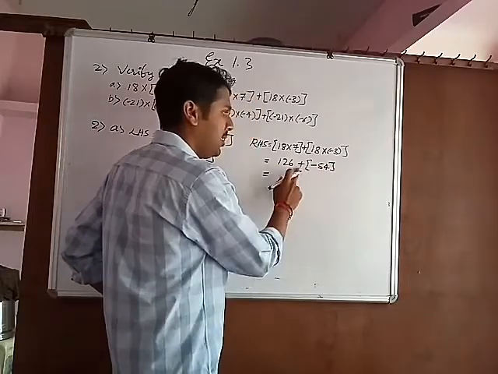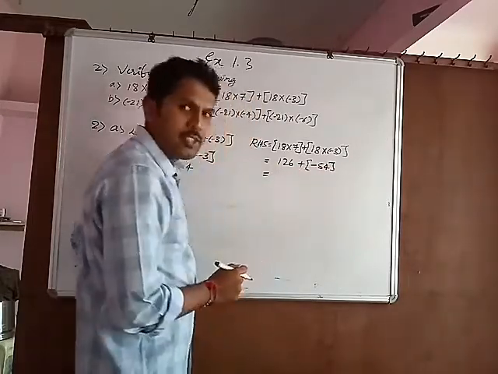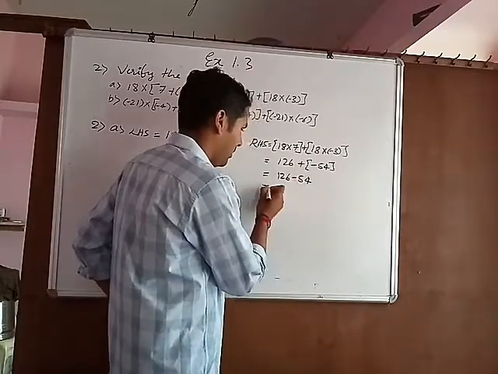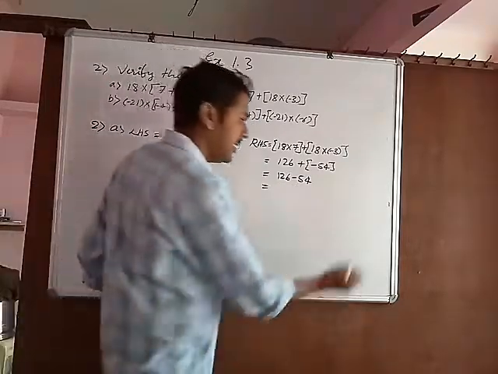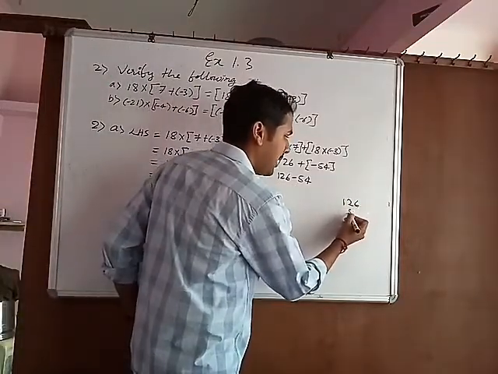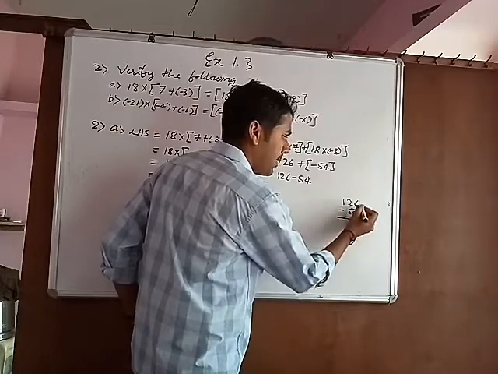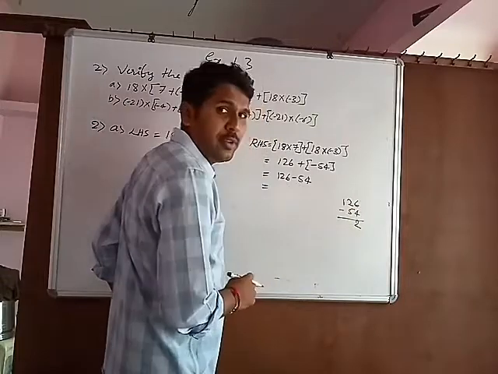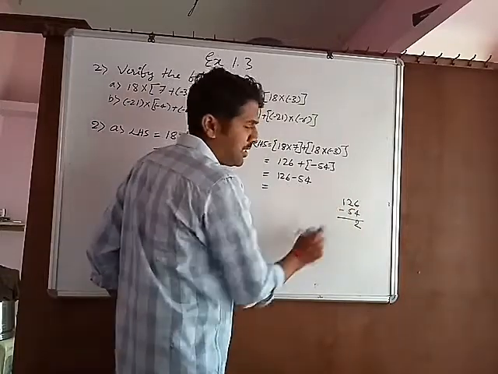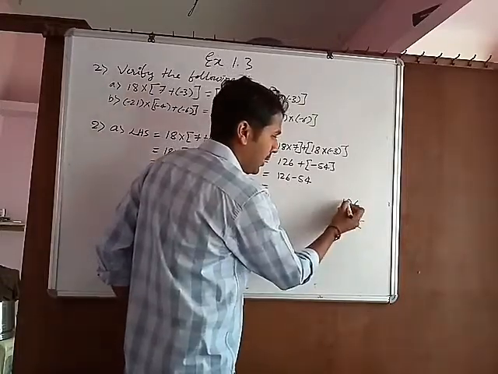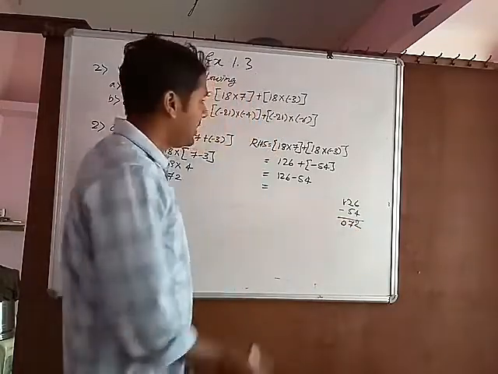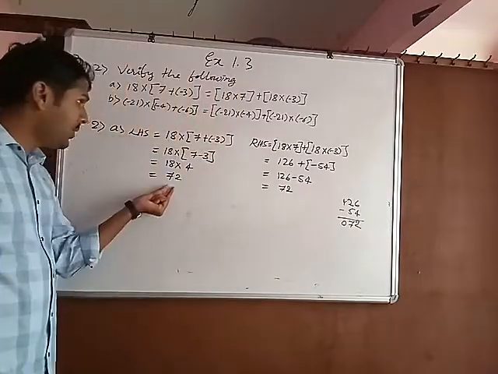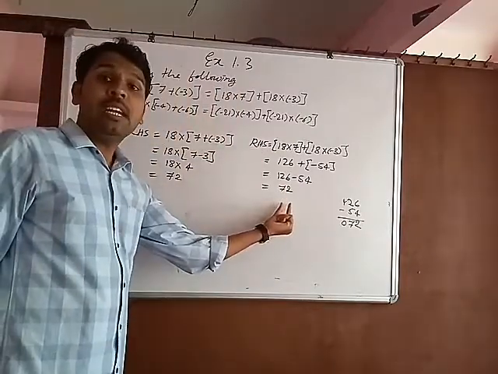So now solve this one. Plus into minus, that is minus. So 126 minus 54. What will be the answer? 6 minus 4 is 2. Here 2 is there, so we have to take 10 for the next. 12 minus 5 is 7. 1 cancels, 0. So the RHS value is 72. So LHS is 72, RHS is also 72.